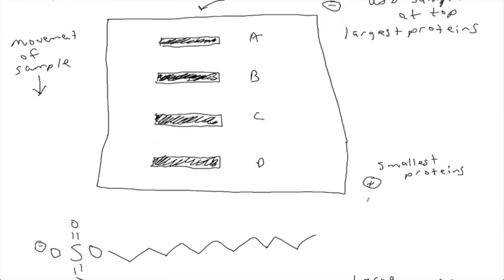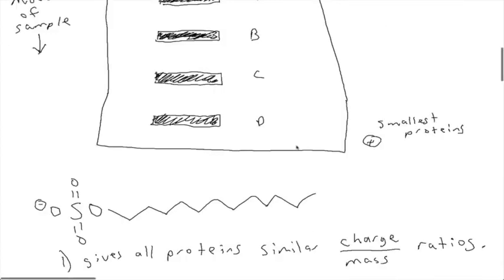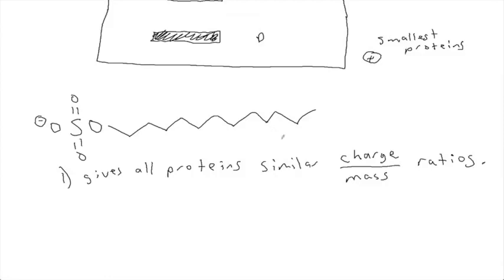Because their charge to mass ratios are now similar, the only reason why a protein would move further now is because it's smaller, not because it's more charged. So now we can trust, after using the sodium dodecyl sulfate, that if the protein moves further, it's not because it had more negative charge. They're all going to have similar charge profiles, but it's because it's smaller. Okay, so this gives all proteins similar charge to mass ratios.